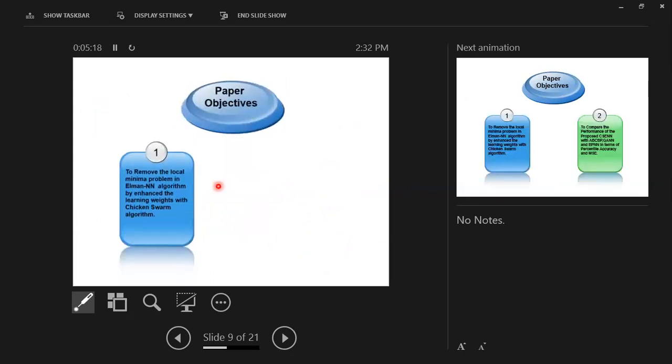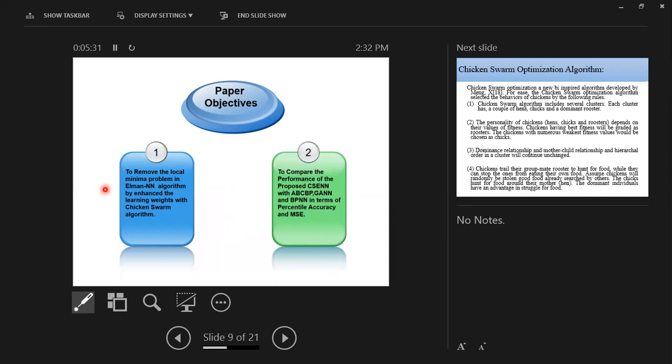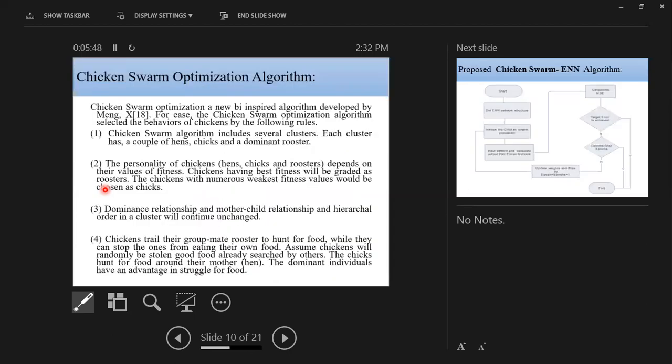Now we can see the paper objectives. The first objective is to remove the local minimum problem in the Elman neural network algorithm by enhancing the learning weights with the chicken swarm algorithm, and the second objective is to compare the performance of the proposed chicken swarm Elman neural network with artificial bee colony backpropagation, genetic algorithm neural network, and backpropagation neural network in terms of percentile accuracy and mean square error.